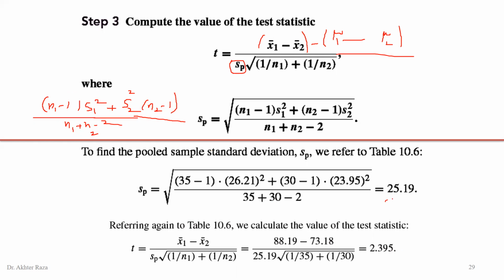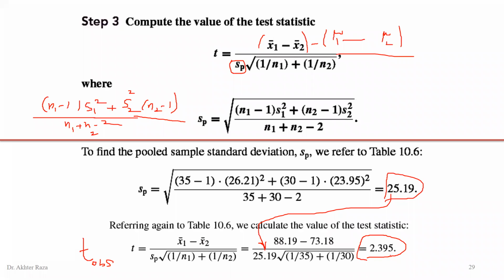So this is 25.19, and I substituted this 25.19 here in this formula, and the remaining values are substituted: sample mean 1, sample mean 2, these two numbers, and this 25.19 SP, times the square root of 1 upon n1 plus 1 upon n2. This is the T statistic. We call it T observed because this T statistic is obtained through the sample.